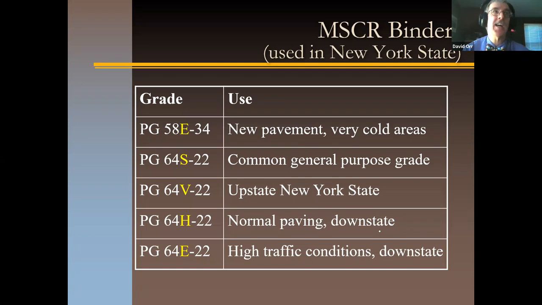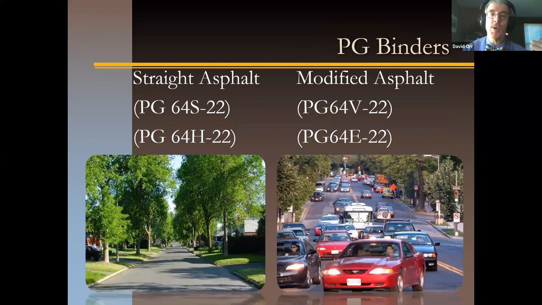But the idea behind it is we use a different system, something called MSCR, Multiple Stress Creep and Recovery. Gary Nelson likes to call it massacre. It does help you remember the acronym. But essentially, for PG binders, for most of upstate, most of the time, for most local roads, we're going to be using a 64 standard minus 22.